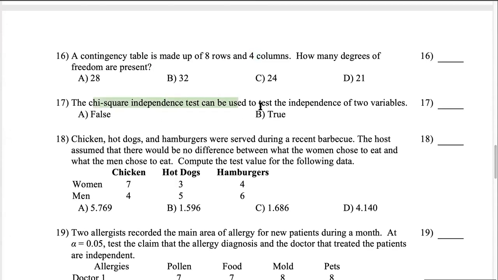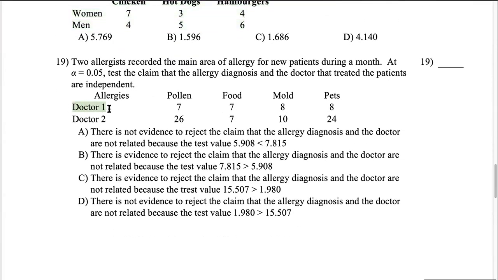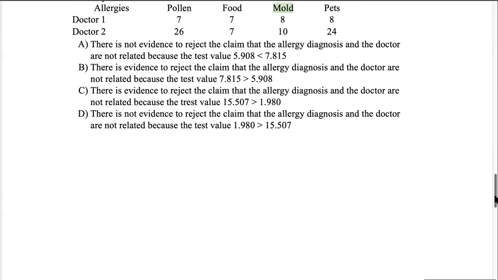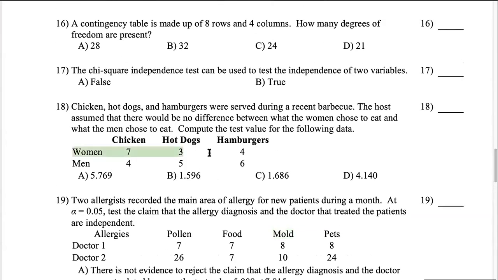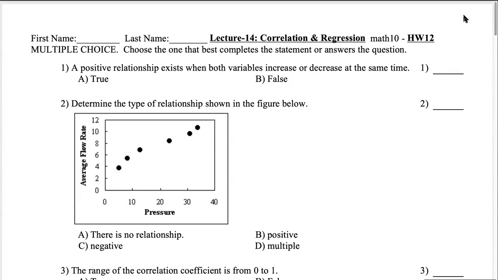Chi-square independence test can be used to test the independence of 2 variables. That's right. So this is a contingency table, men, women, chicken, hot dog, hamburgers, any preference or not, right? That men and women, do they have a significant difference? We have those examples covered earlier. Doctor 1, Doctor 2, food, more the pets. Okay, that's sort of similar, right? Contingency table, right? The tricky part is to do the calculation. Everybody, the last two homework here require a little bit of calculation. Other than that, it's pretty straightforward, right? So that's the reason the final is usually easier.